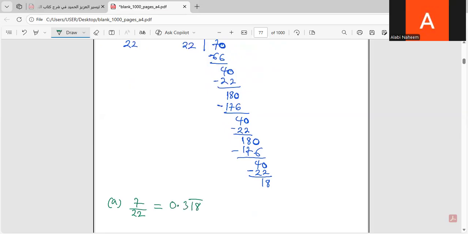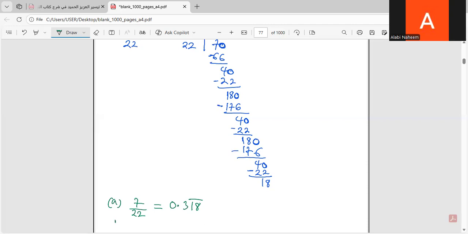0.318. Place the bar on what? On the 18. Why? The 18 is the repetitive part, the one that is repeating itself. So 0.3, then place the bar on what? On 18. That is telling us that after you have 0.3, 18 is repeating itself: 18, 18, 18, 18.